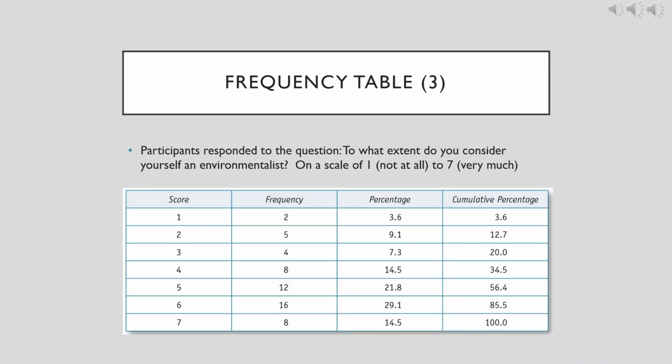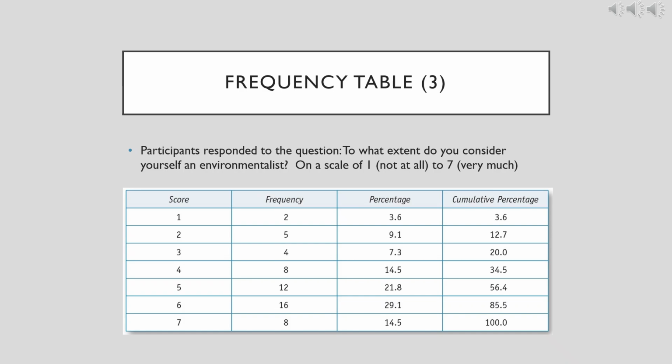Now here's a more realistic example. So participants responded to the question, to what extent do you consider yourself an environmentalist? On a scale of 1, not at all, to 7, very much. What you can see in the first column, the score column, is that they listed out the possible scores on that scale, right? 1, 2, 3, 4, 5, 6, and 7 are the possible scores a participant could rate themselves at. Then in the second column, that's the frequency. So how many people scored themselves as not at all considering themselves an environmentalist? 2 people. 2 people said, I score a 1. I don't consider myself an environmentalist.